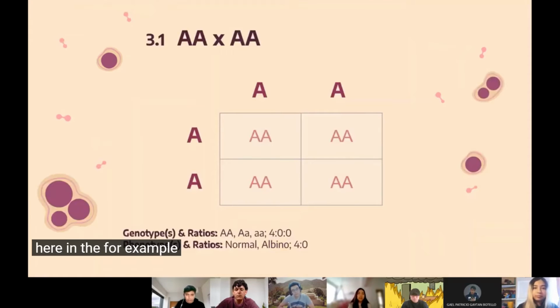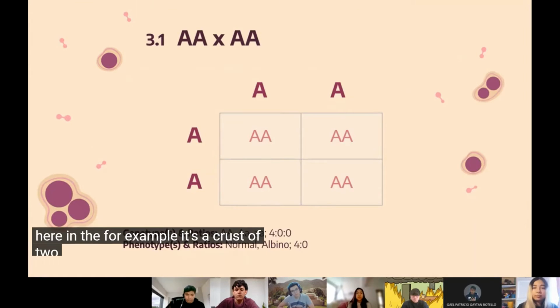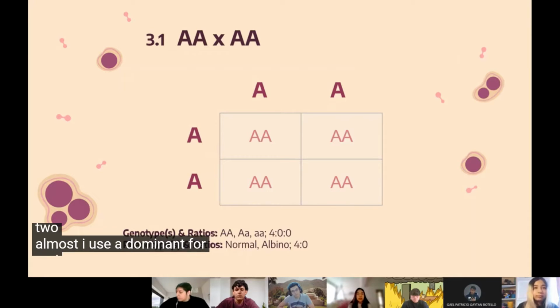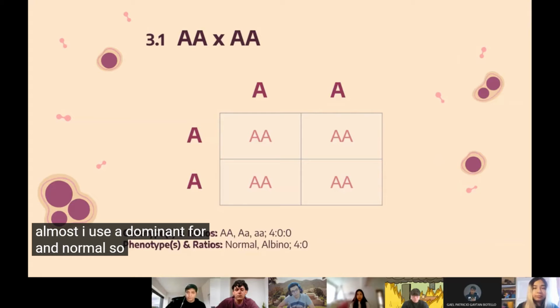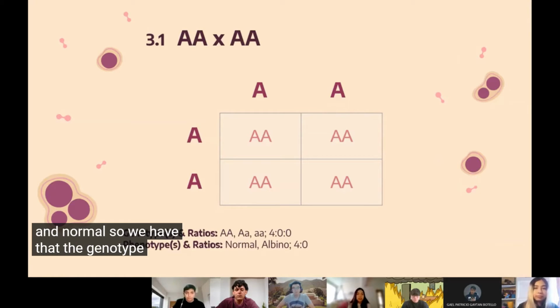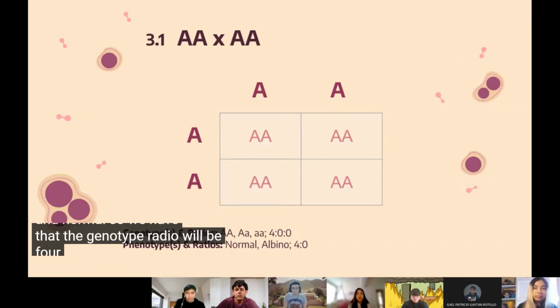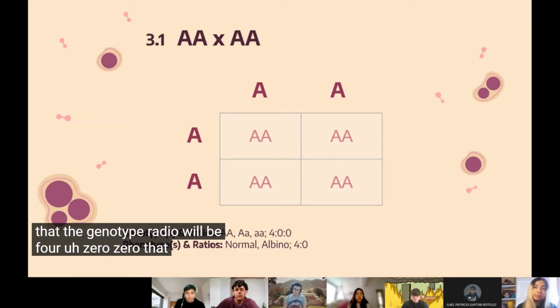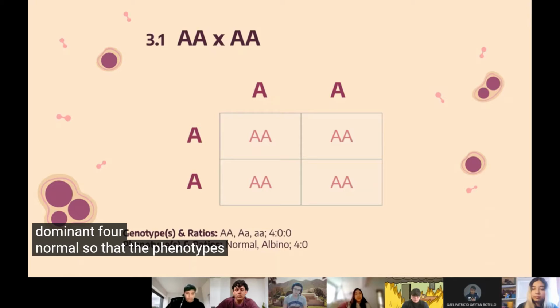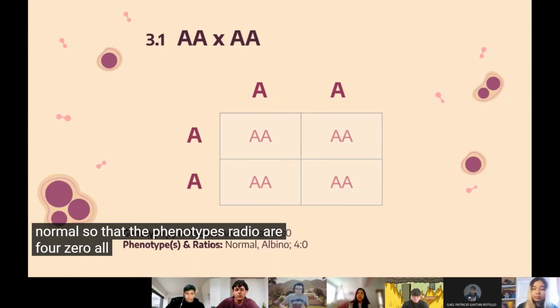Here in the first example, it's a cross of 2 homozygous dominant for normal. So the genotype ratio will be 4, 0, 0. That means all 4 of them will be homozygous dominant for normal, so the phenotype ratio is 4, 0. All will be normal and non-albino.